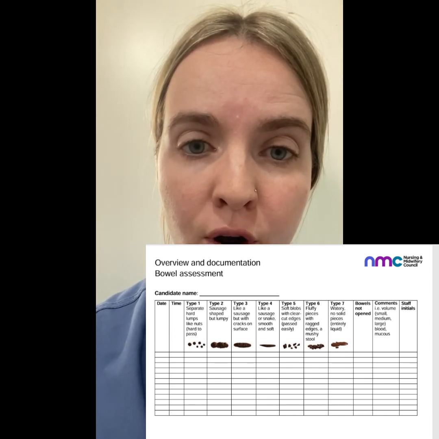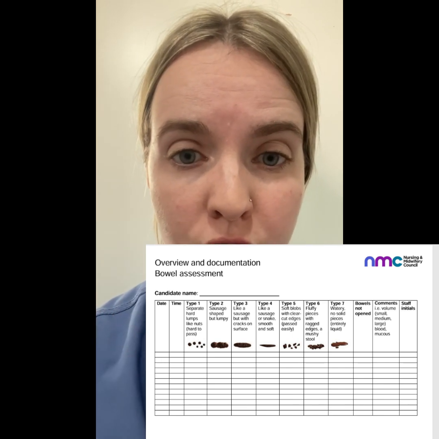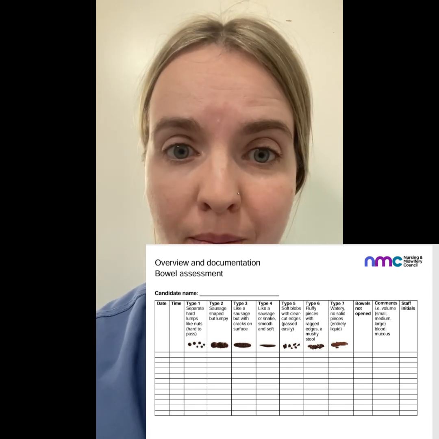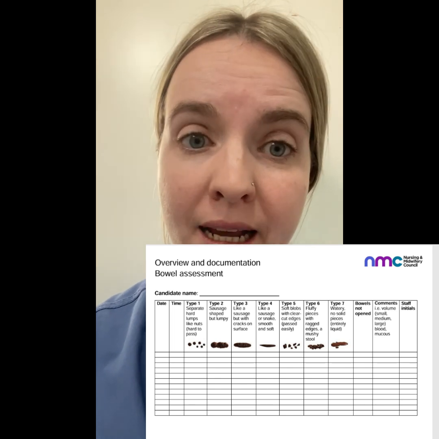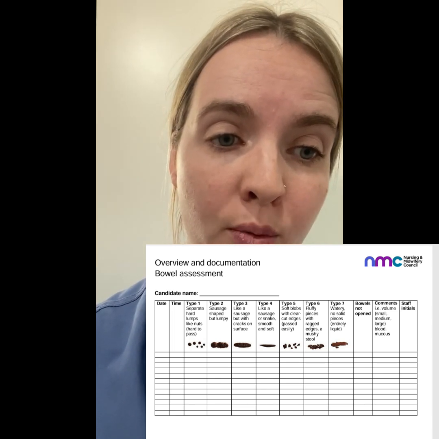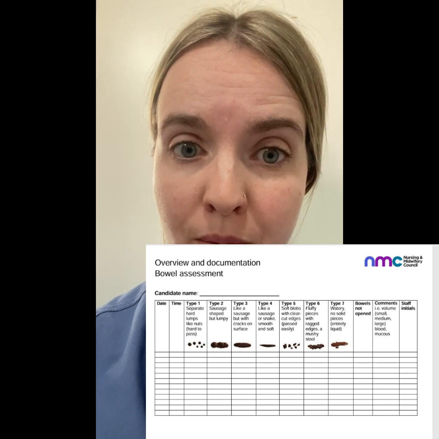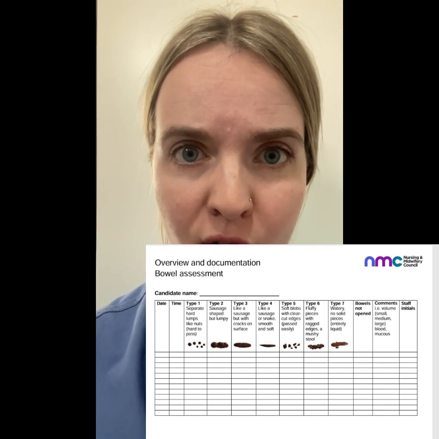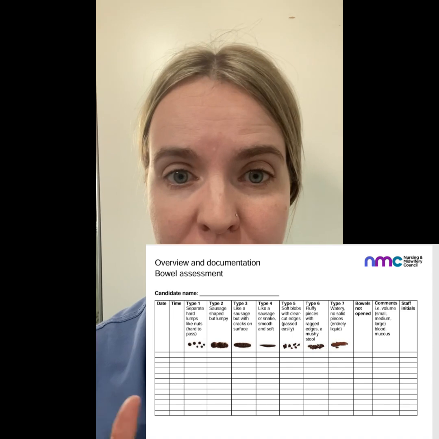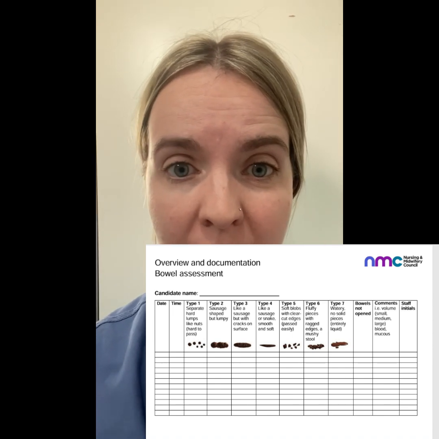As I said before, it's either going to be constipated or loose stools. It's not going to be any of these in-between ones. So let's just have a look. It will be either type 1 or type 2, which is constipated, so kind of hard, like rocks. Or type 6 or type 7, where it gets a bit loose. You just need to put a tick in whichever type box matches the picture they give you, and then you just need to sign it.